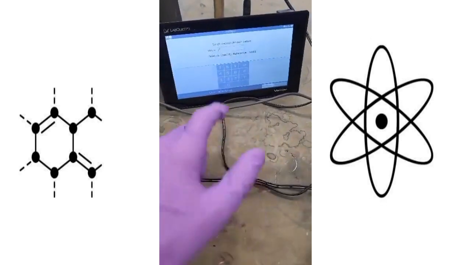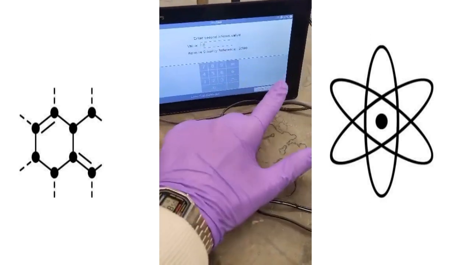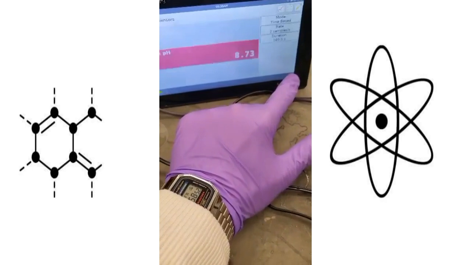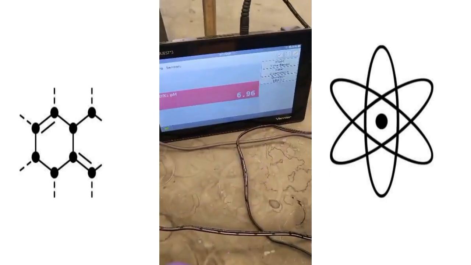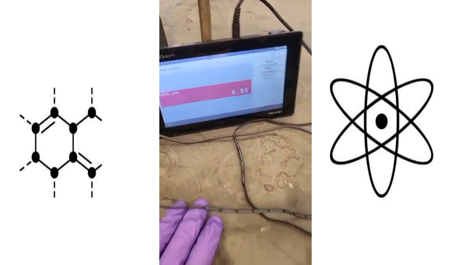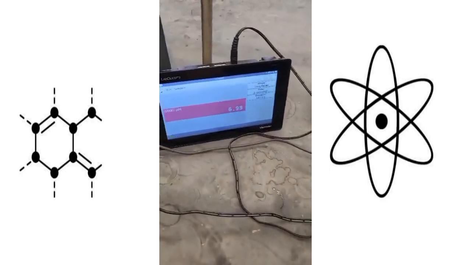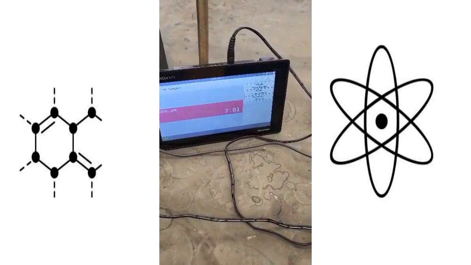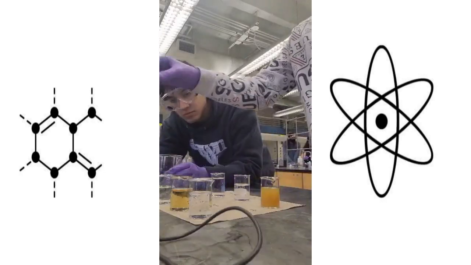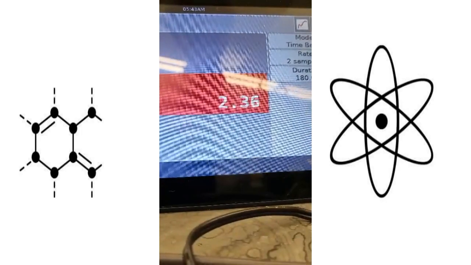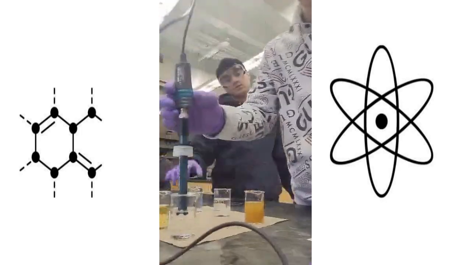We're going to go over here and click 7 on the screen. And we're going to apply. Alright, and now as we can see, we're in the 7. It's reading about 6.99. Awesome, that's exactly what we want. There we go. Now that our pH meters are calibrated, we can start measuring the pHs of some common solutions.